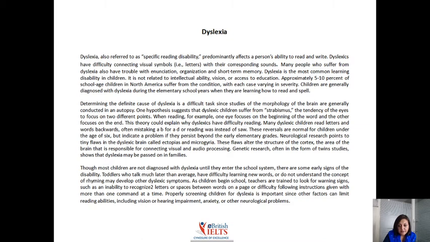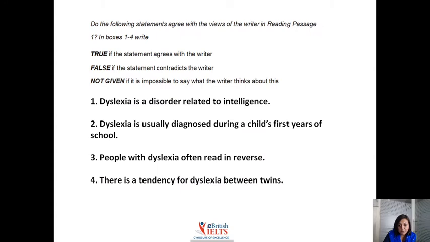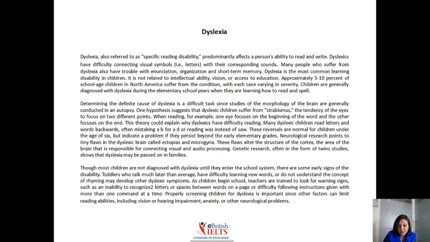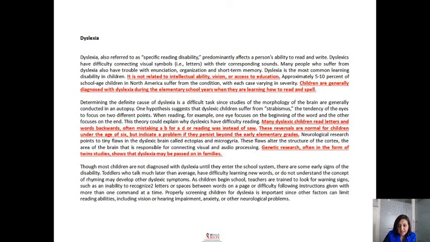I can find it in the 4th line. Many dyslexic children read letters and words backwards. That's reading in reverse. So obviously I'm not going to find the exact same keywords. The question says people with dyslexia often read in reverse. I understand what reading in reverse is. So while I'm keeping that in mind and going through the passage, I find these children with dyslexia, they read letters and words backwards. So that's the 4th line of 2nd paragraph, and there I find my information.